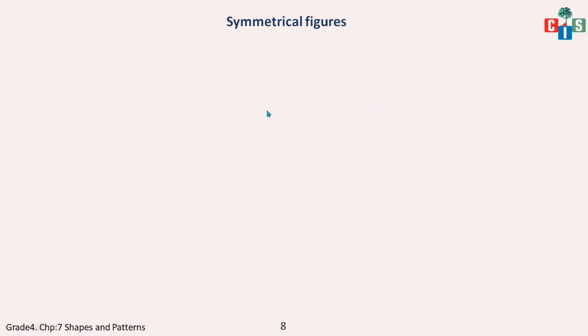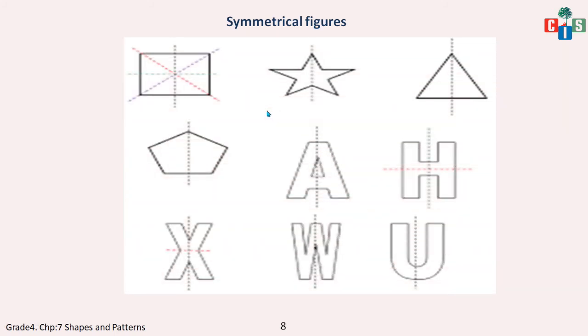Okay. The figure which can be divided into equal halves in such a way that one part of the figure resembles the other part equally is known as a symmetrical figure. Here you see this is the line of symmetry. If you fold it on this line, you will get the exact figure on the other side. Yes, so these are certain examples of symmetrical figure.